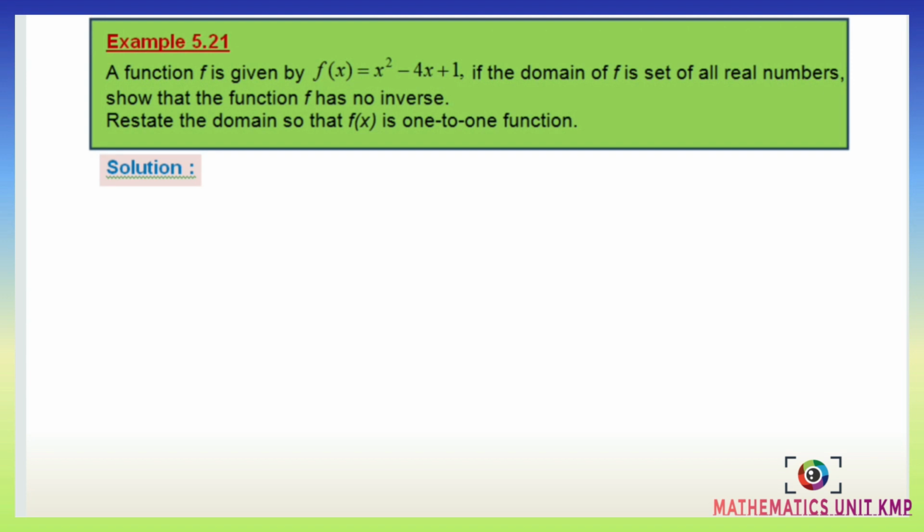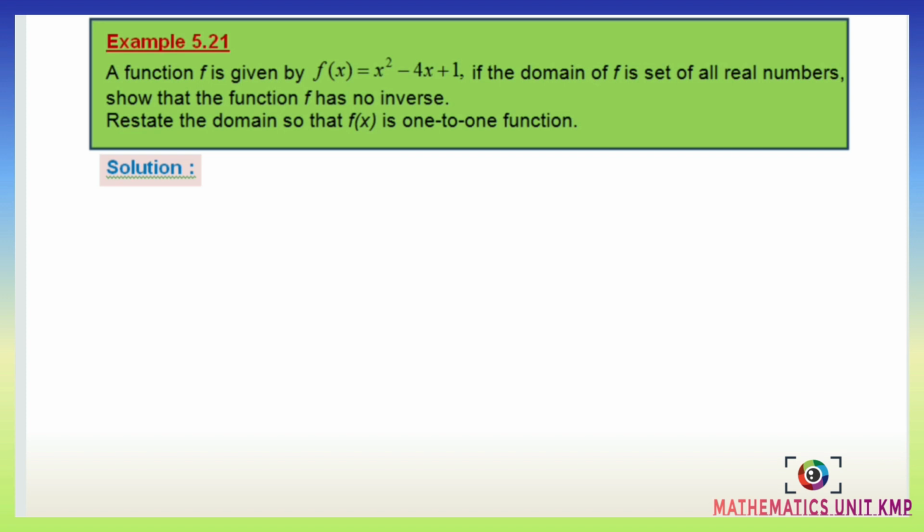We continue our lesson. For example, 5.21. A function f is given by f(x) equals x squared minus 4x plus 1. If the domain of f is the set of all real numbers, show that the function f has no inverse, and restate the domain so that f(x) is a one-to-one function.